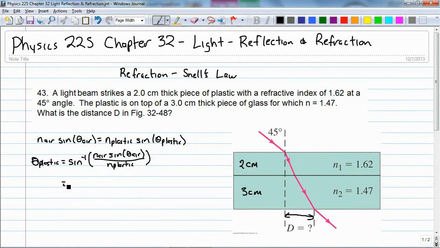So that's equal to, n air is just 1. It's a little over 1, but we'll just use 1. My theta air is 45 degrees over my refractive index of the plastic, which is 1.62. And that gives me 25.88 degrees.